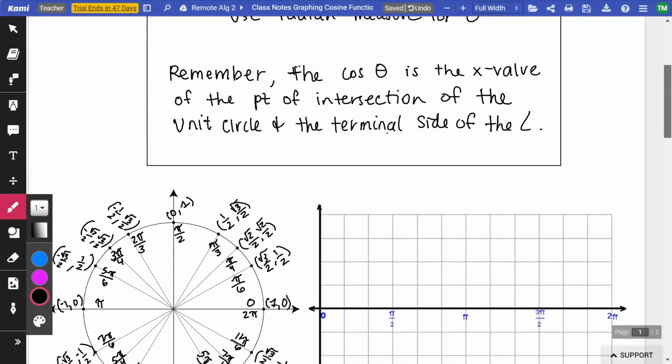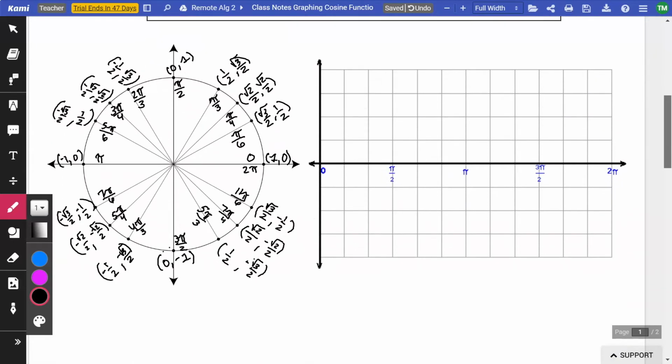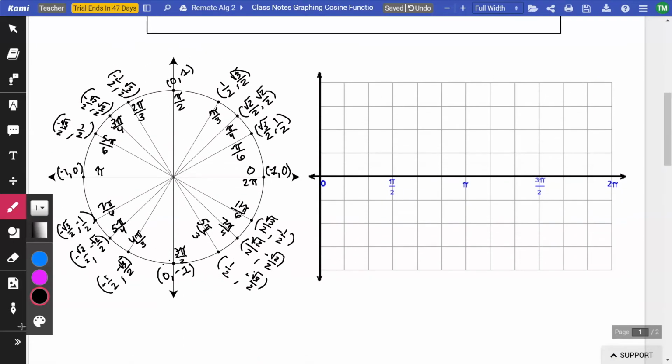So I already took the time to fill out my unit circle. I filled out all the radian measures and then all the x and y values of those points of intersection. If you could just press pause on the video, fill out your unit circle real quick, and then press play when you're ready to continue, that'd be awesome. Eventually you're going to have to have the unit circle memorized, so me having you repeatedly fill out the unit circle is good for that process.